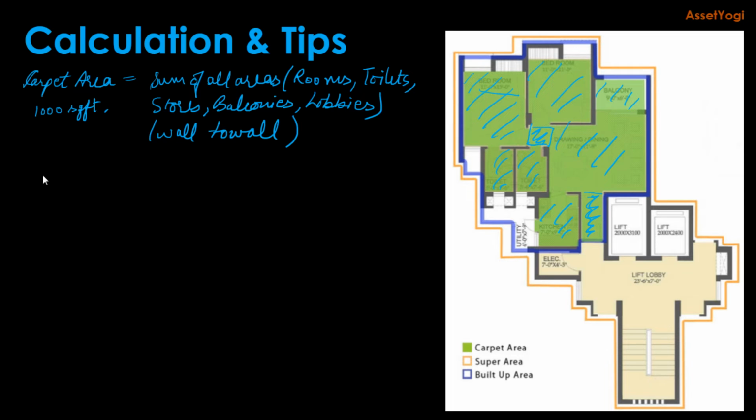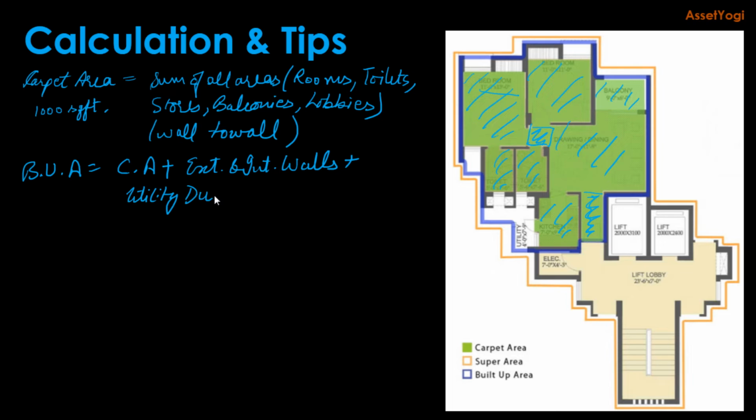Let us now calculate the built up area. And your built up area is your carpet area plus area of the external and internal walls, plus areas of utility ducts and recesses.